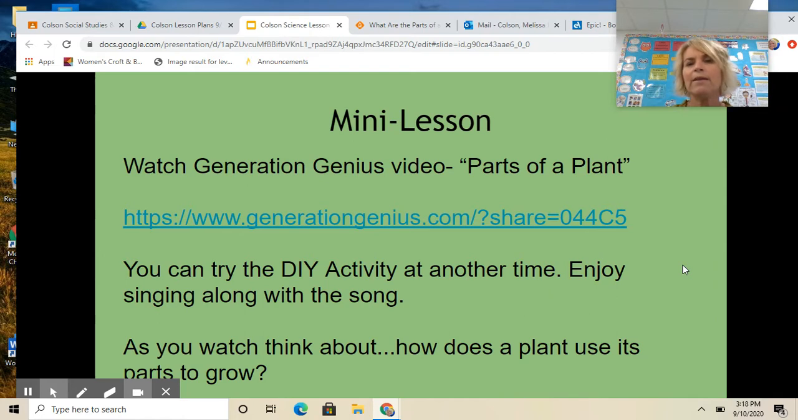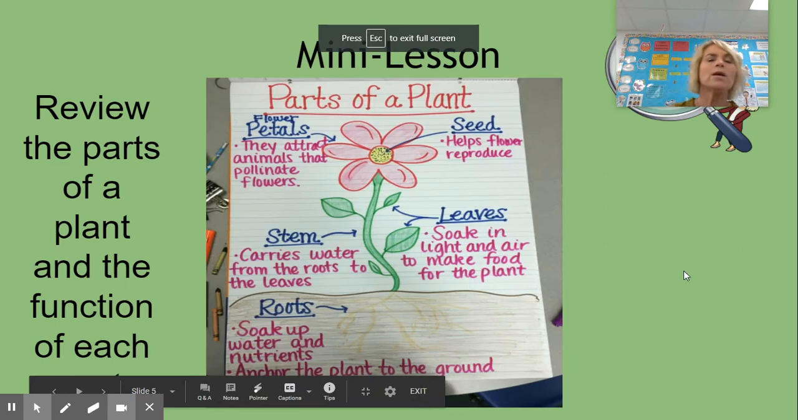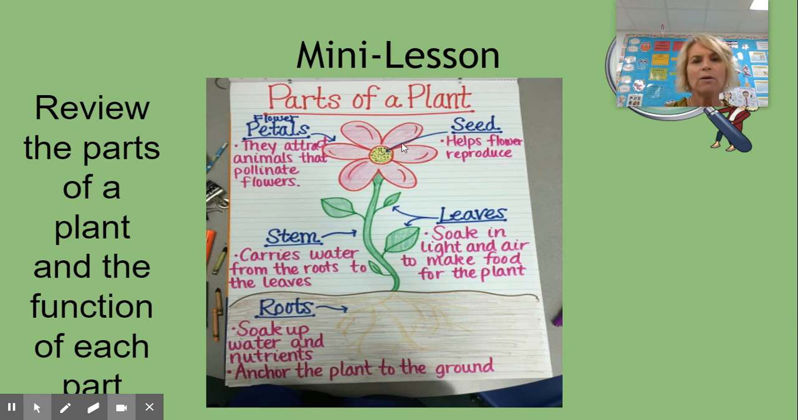Okay. So now that you've watched Parts of a Plant on Generation Genius, remember, you don't need to do the DIY activity right now or sing the song unless you have extra time. But how does a plant use its parts to grow? Let's learn more about that. So on our video, we saw these different parts of a plant. We saw the flower, which has the petals, and this is called the structure, the part. And then this would be the function. So this would be the job of each part.